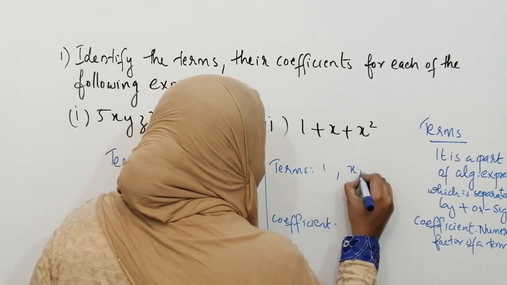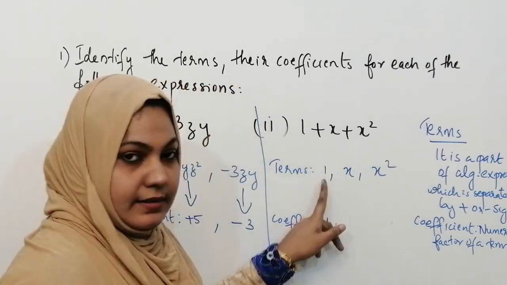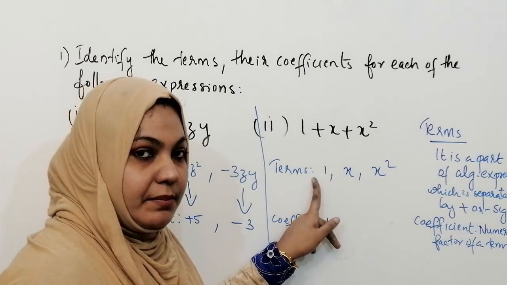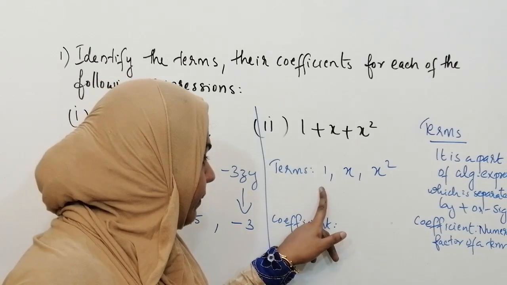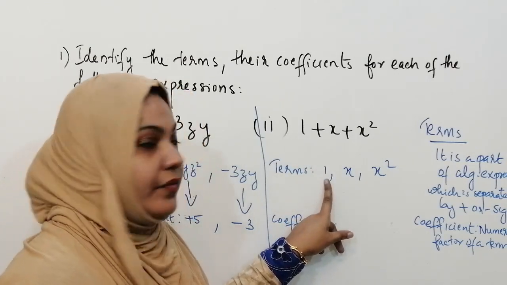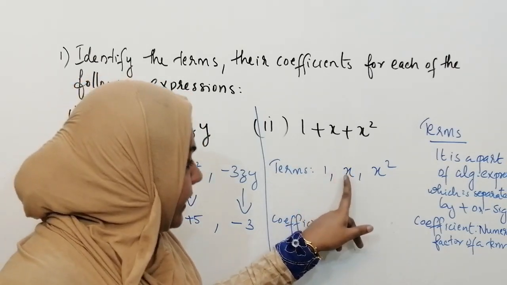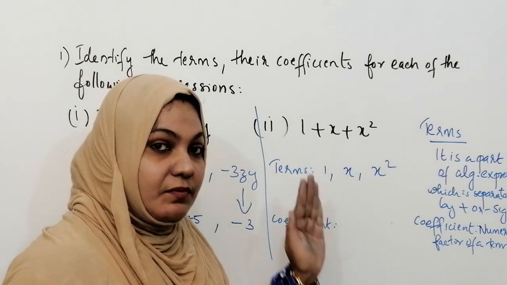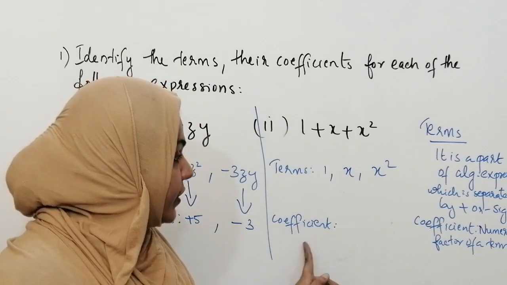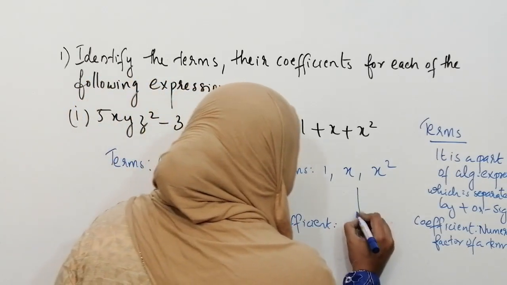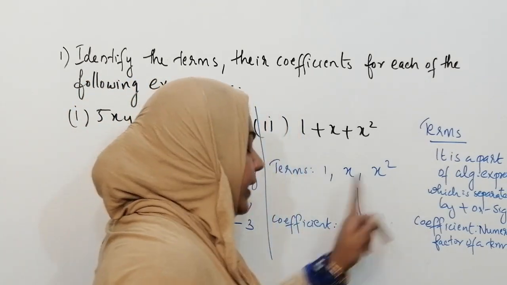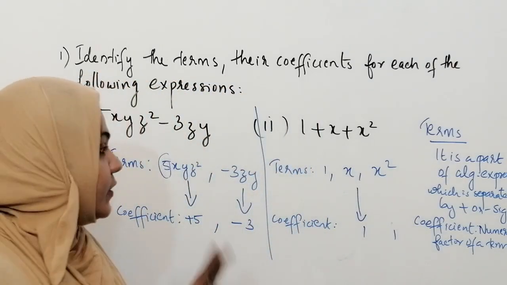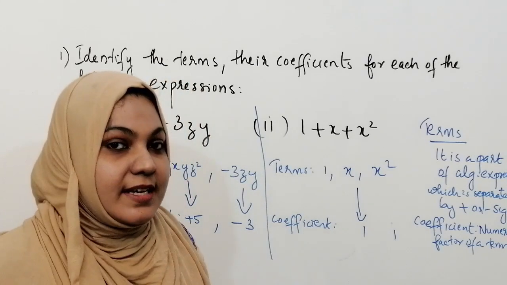One, x and x square. This is the first term. Here you can't see any coefficient, because coefficient means the number multiplied with the variable. So this is not a coefficient, this is a constant. Next we can see what is the coefficient of x. You know that x means 1 multiplied by x, so the coefficient of x is 1, and the coefficient of x square is 1, because 1 into x square, that is also 1. I hope you understood the first and second question.